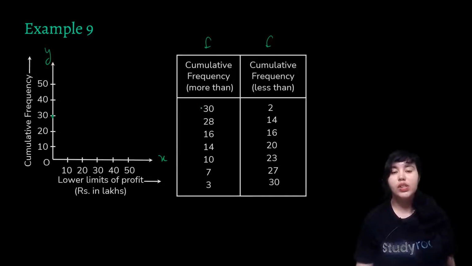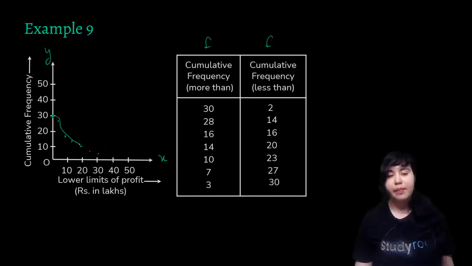When the lower limit is 0, then we are having it as 28. When it is 5, so it will be over here. Then for 10 we are having 16, so it will be here. Then we are having it as 14. For 15, so it will be here. Then for 20 we are having 10. By 20 I mean the lower limit 20, okay? So this is 10. Then we have 7 for lower limit 25 and 3 for lower limit 30. So just join them.